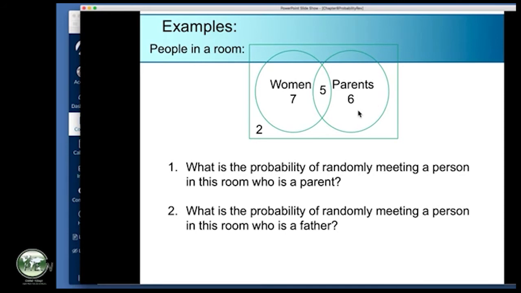These 6 parents, what do we know about these 6 parents? They are men because they're not women. Okay, that's actually, we know they're not women because they're outside that circle, so then we jump to the conclusion that they must be men.